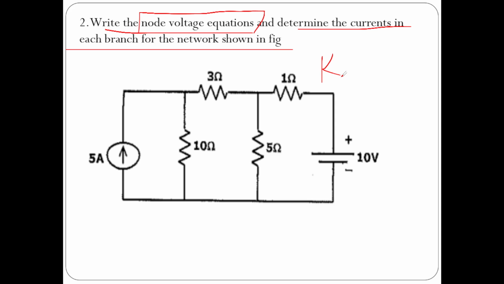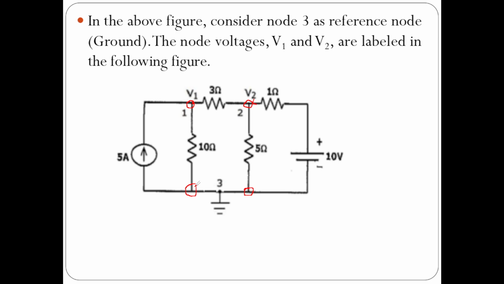So you can see here there is a 10 ohm resistor, 3 ohm resistor, 5 ohm resistor and 1 ohm resistor. We have to determine the current in each and every branch here. Okay, so now let us solve it. First of all, I am going to assume the node voltages. For that, let us see how many nodes there are in the given circuit. This is one node, this is one node, this is one node and this is one node. Total 4 nodes are there.